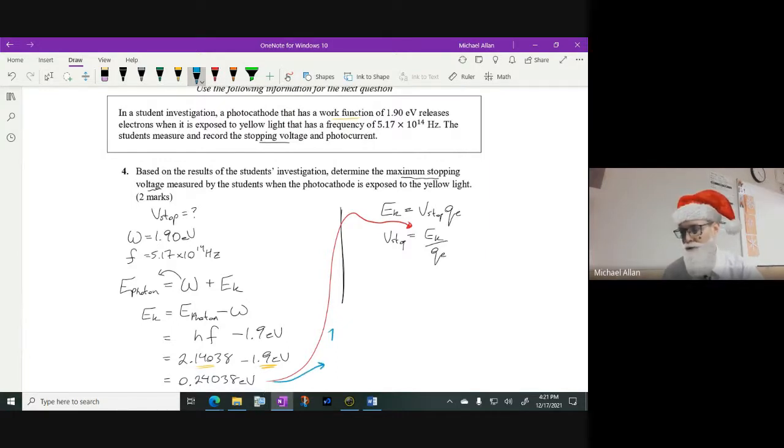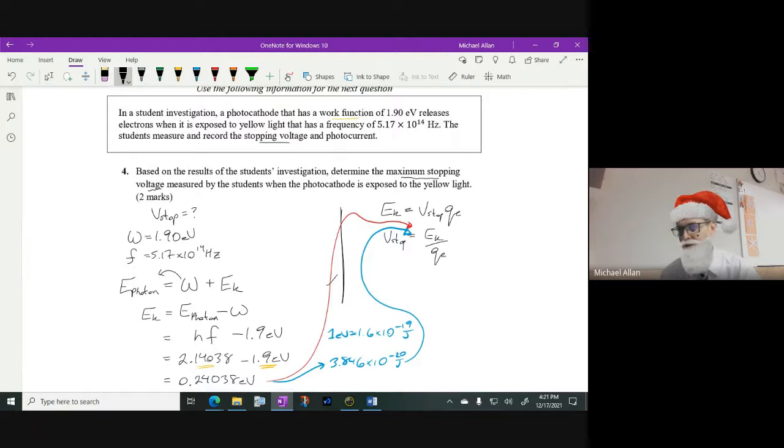Knowing that 1 electron volt is 1.6 times 10 to the negative 19 joules, I can use that to figure out how many joules this is. So you just have to multiply the two numbers together. This is a fraction of an electron volt, so I'm going to get a fraction of this number here. So this turns into 3.846 times 10 to the negative 20 joules. Now I have this number, and now I can plug it into that spot there.